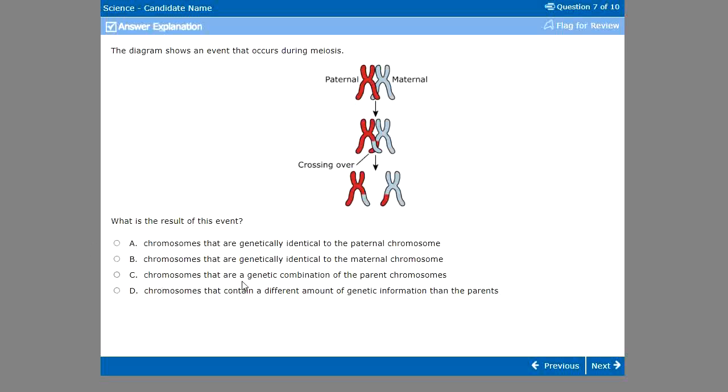C. Chromosomes that are a genetic combination of the parent chromosomes, or D. Chromosomes that contain a different amount of genetic information than the parents. We can see that the pieces that are exchanged are the same size, so the size of the chromosomes is still the same, so we can exclude D. Chromosomes that are a genetic combination of the parents' chromosomes, yes. These are the parental chromosomes here, father, mother. They have exchanged a piece, so these chromosomes are a combination of the parents' chromosomes. So answer C should be the correct answer here.